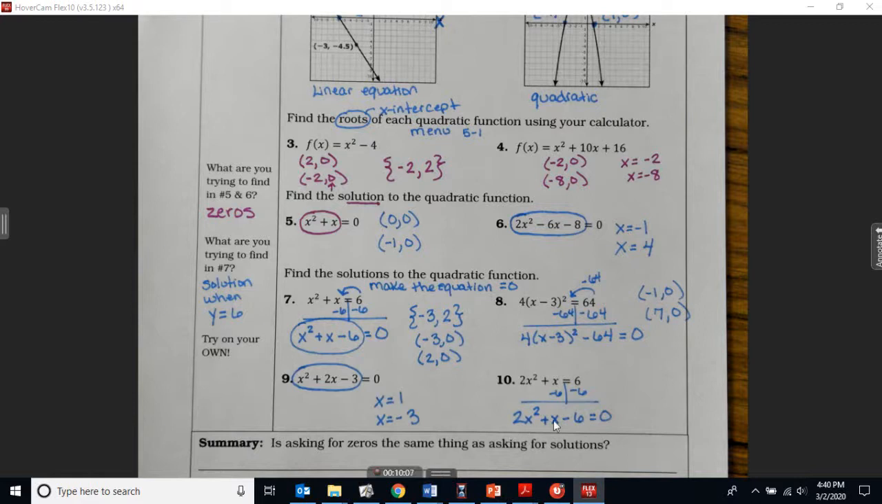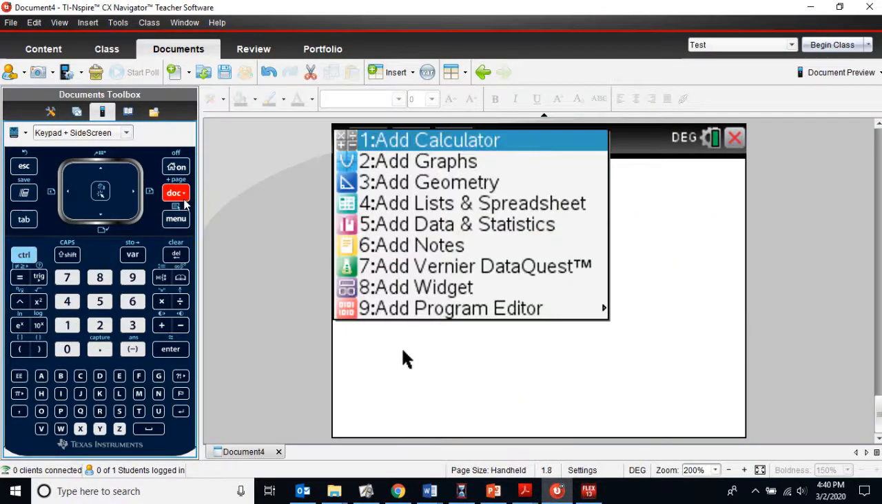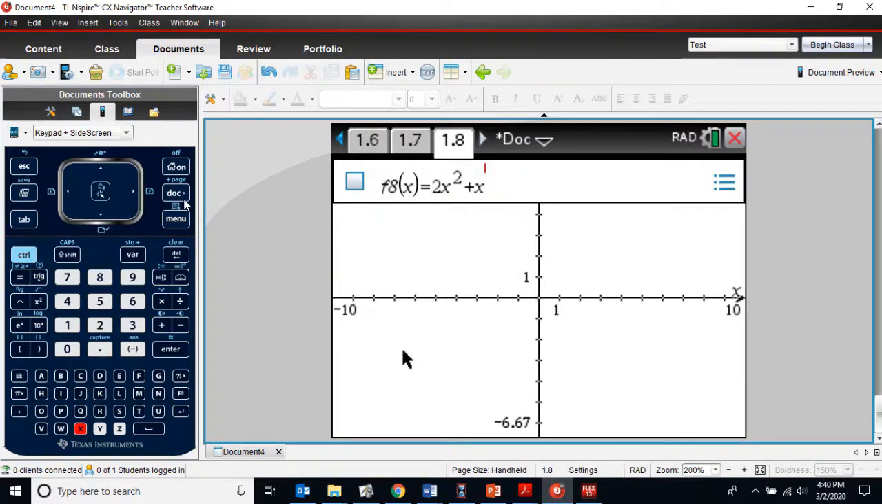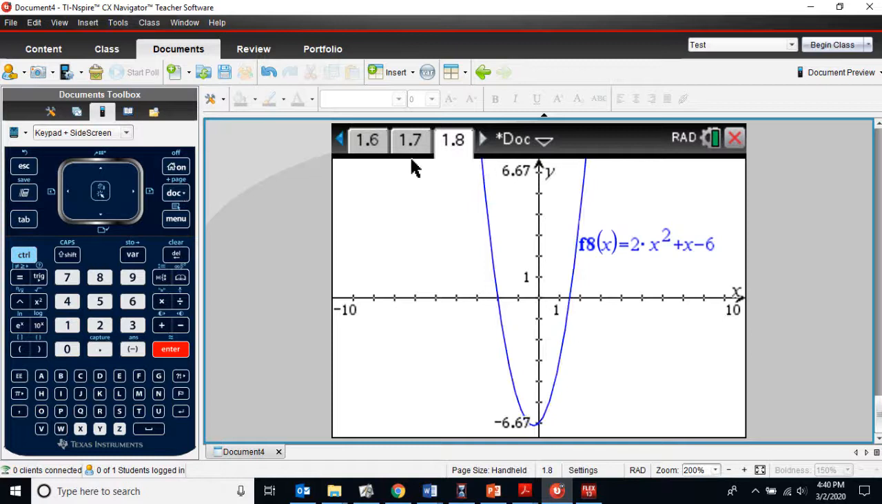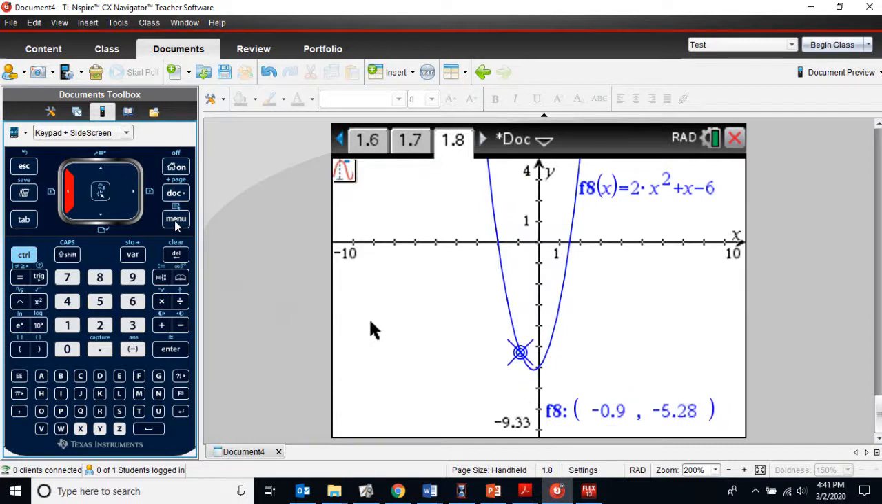So we're going to type just this part in. So control doc number 2, we have 2x squared plus x minus 6. And my answer is here. Well, now I get a decimal. So if I press menu 5-1, I can see that this side is -2, but the right side is 1.5. So x equals -2 and x equals 1.5.